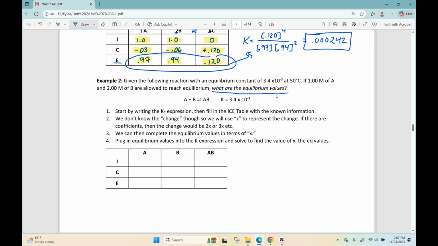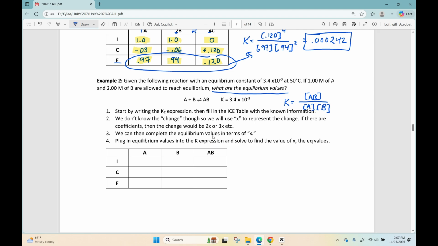So in our first example, we were looking for K. This time they give us K, and we're going to try and figure out what the equilibrium values are. So as always, we are going to start by writing our equilibrium expression, products over my reactants.